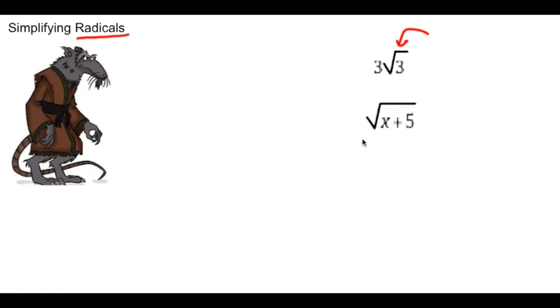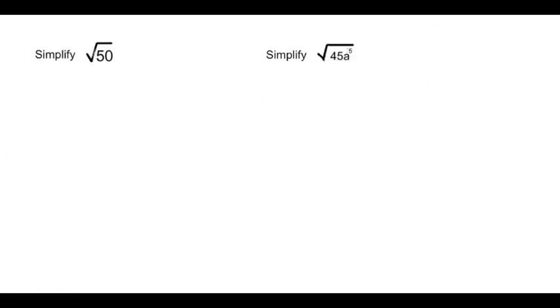Now, you can simplify radicals by removing perfect square root factors. These two values right here do not have perfect square root factors, so they are in simplified form. But what we're going to be doing is taking a look at a couple of examples of values that are not in that perfect square root form.